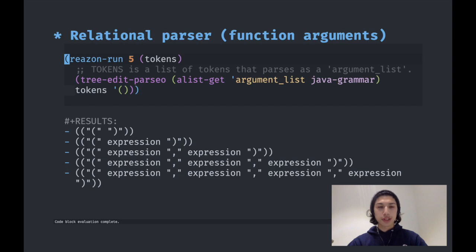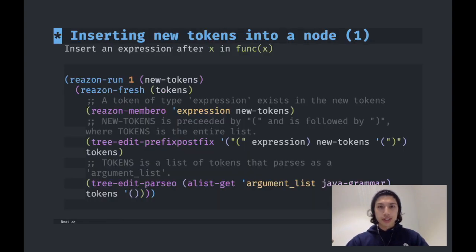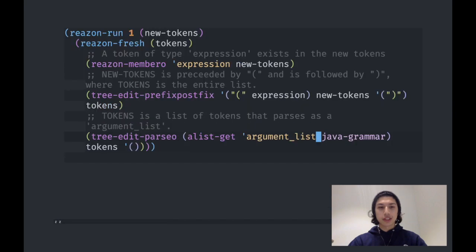We can see this again with an argument list. We have the opening and closing parentheses and expressions which are comma delimited. Now for a more complex example and something that is along the lines of what's in tree edit is if we have this x here and we want to insert another expression, so x comma y. So we can assert that there's some new tokens and we want an expression to be in those new tokens, and we can essentially state where we want these new tokens to go within the old list of tokens. So we're placing it after the previous expression before the closed parentheses, and then we can state that the whole thing parses.